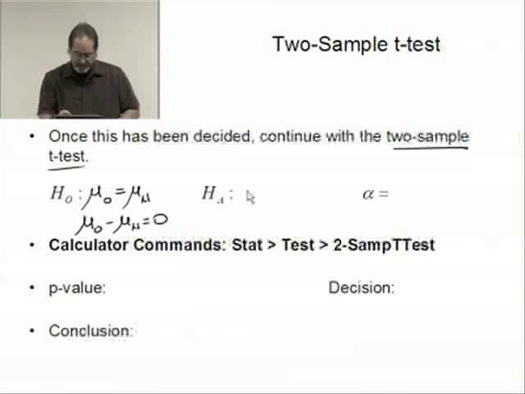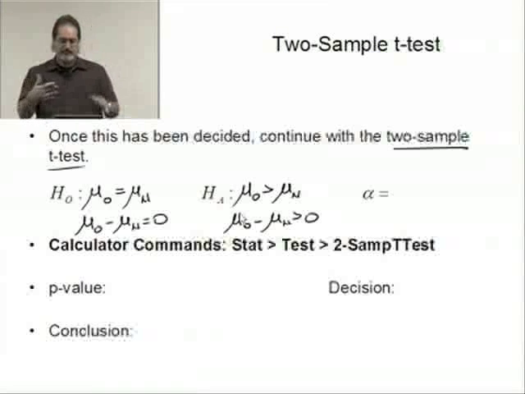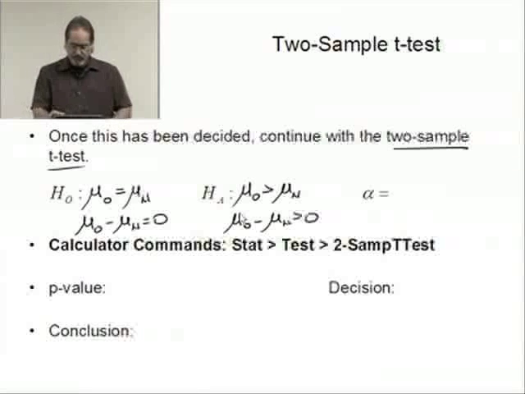Then the alternative hypothesis, the mean of the old is greater than the mean of the new, which means if I wrote it in terms of differences, the mean of the old minus the mean of the new is greater than 0. These say the same thing. Depends on how you want to look at it.